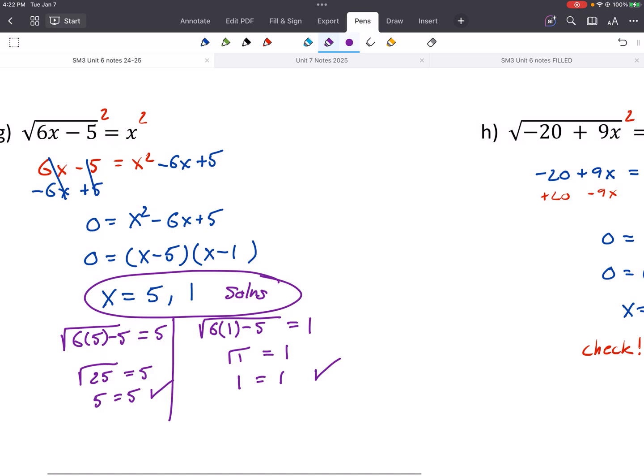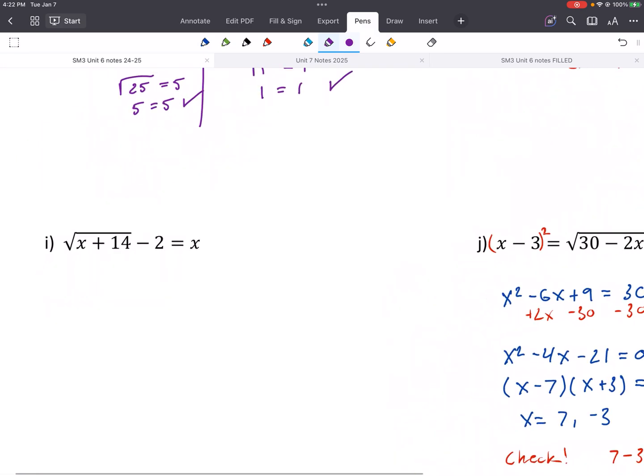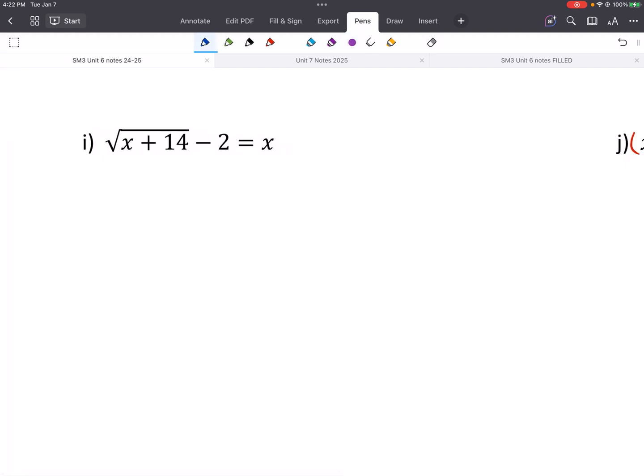All right. H, we already got that. I, okay, same sort of thing. We need to have the square root kind of by itself. So again, PEMDAS backwards would be adding, subtracting. So we'd want to add 2 and get it to that side. So now we can just square both sides. Don't forget that we'll need to put a parenthesis around that and distribute.